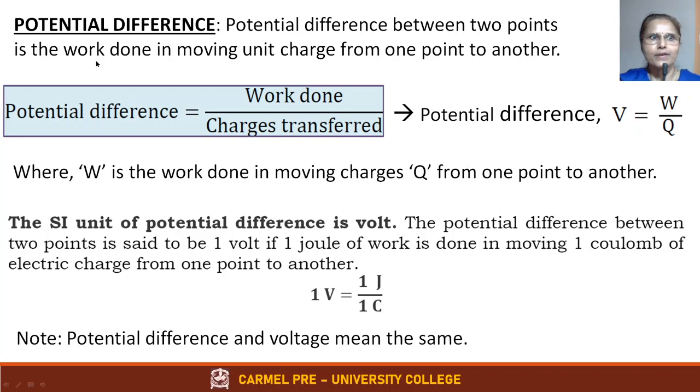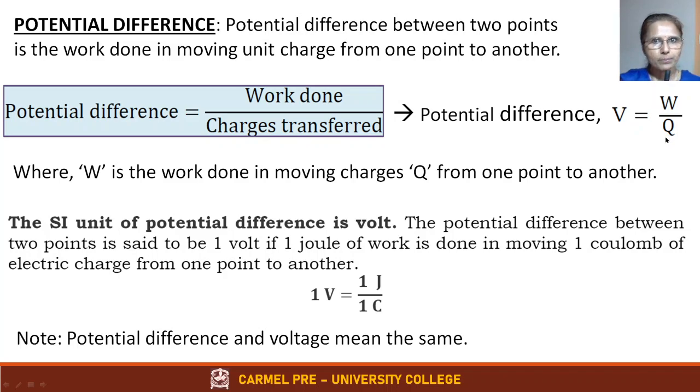Okay, now let us define what is potential difference or voltage. The power supply that is supplied to your houses, what is the voltage? 230 volts, remember. So this potential difference is nothing but voltage. So how to define potential difference? Potential difference between 2 points is the work done in moving unit charge from one point to another. So potential difference is given as work done divided by charge transferred. Or potential difference V is always represented as V is equal to W, which is work done, divided by Q, that is the charge. V is equal to W by Q.